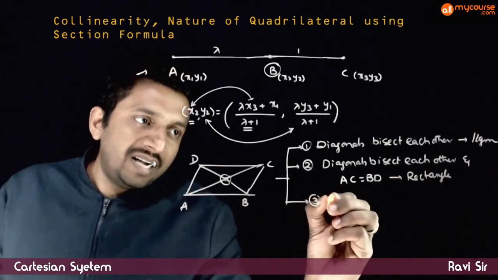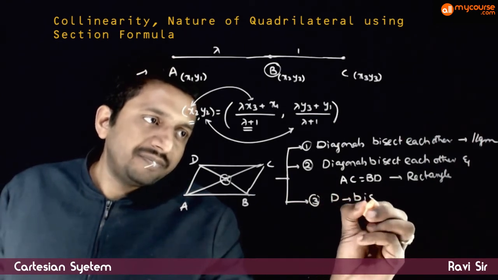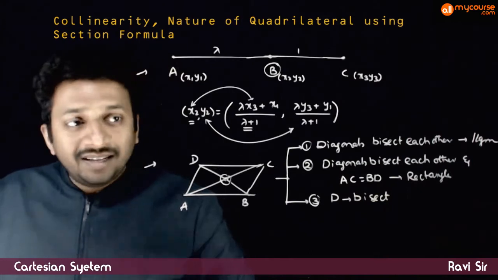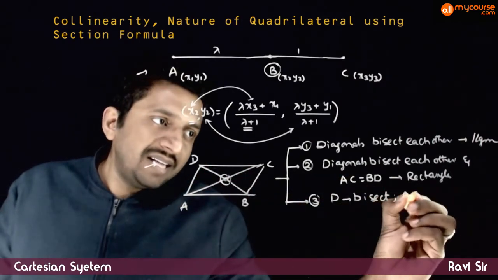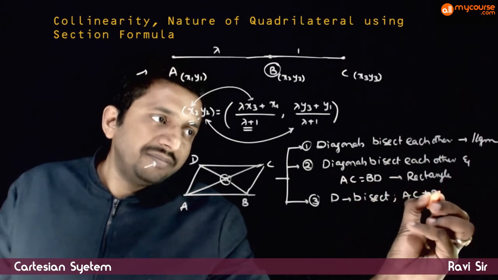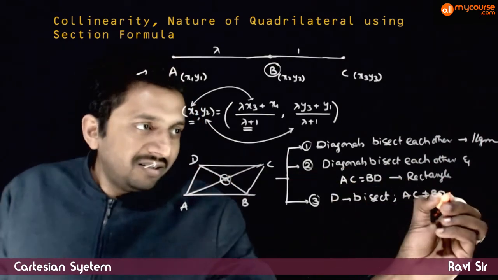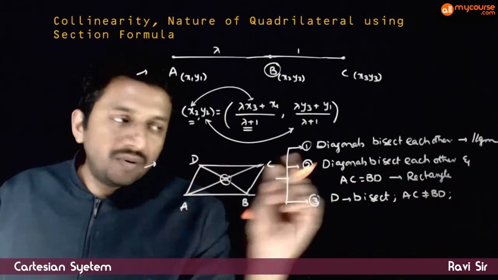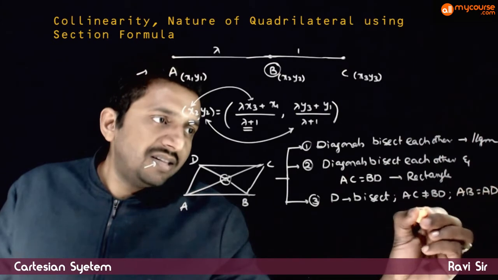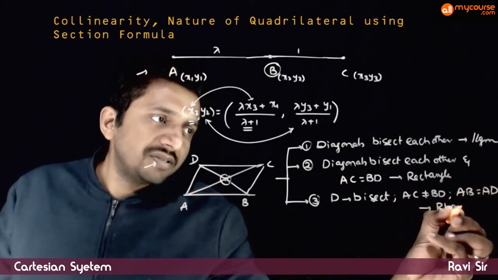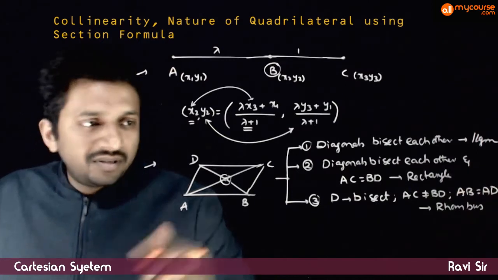Now, diagonals bisect each other. If AC is not equal to BD, that means the diagonals are not equal, but adjacent sides are equal, AB is equal to AD. This becomes a rhombus. The figure becomes a rhombus.